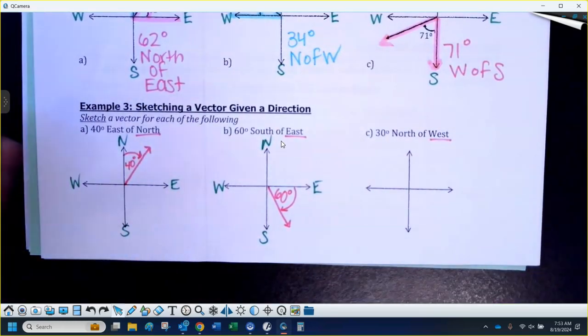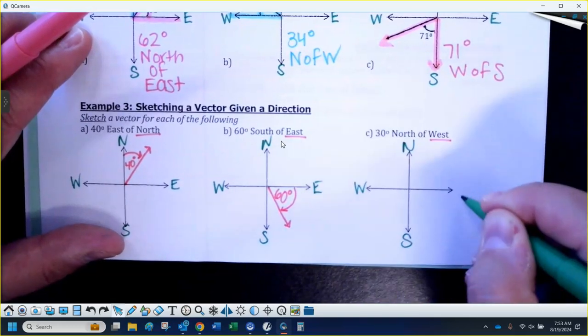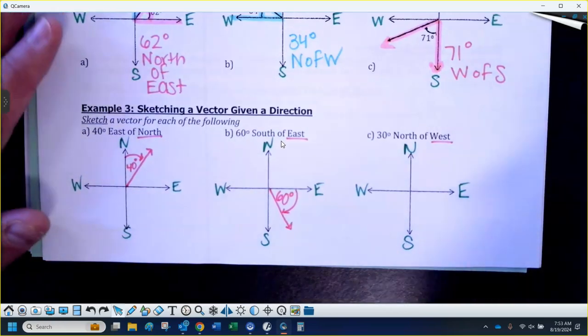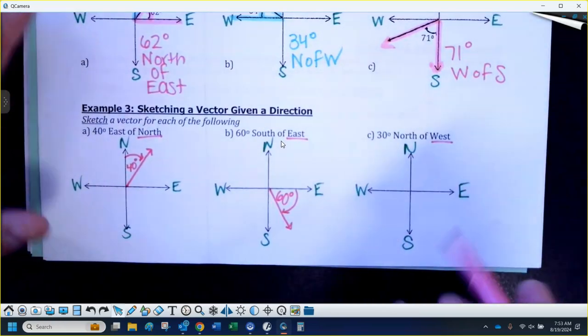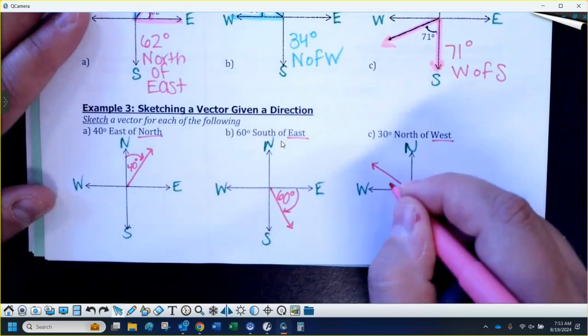This one says, you guys try this one. I'll just be quiet and you try to do it on your paper. So this is 30 degrees north of west. And just eyeball the angle. It doesn't have to be perfect. And then see if it kind of matches up with mine.